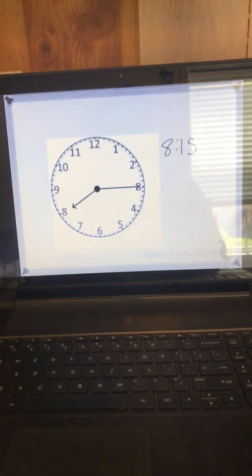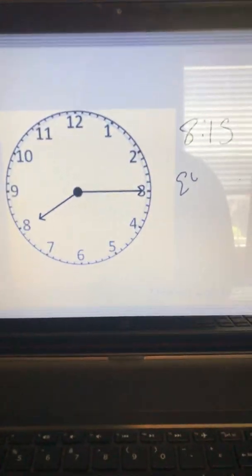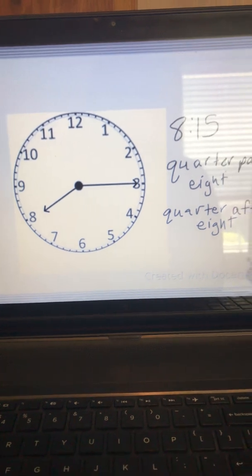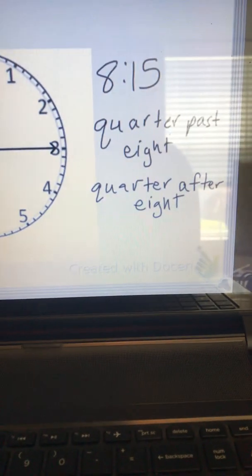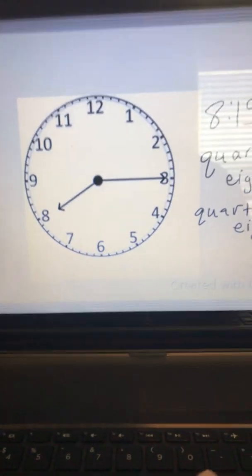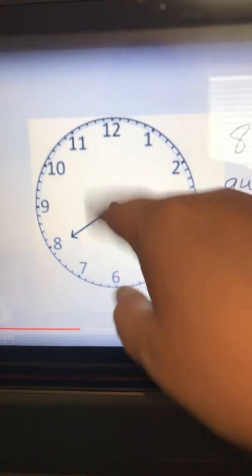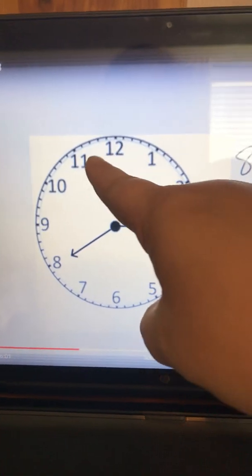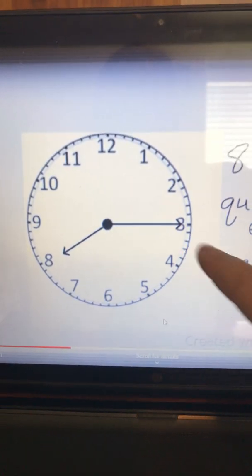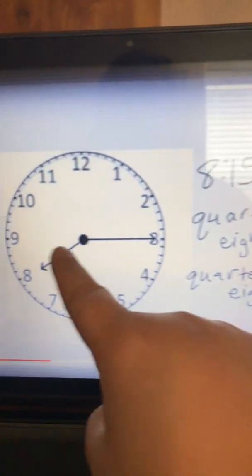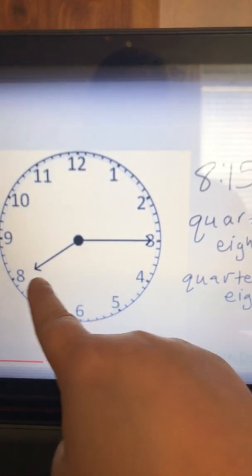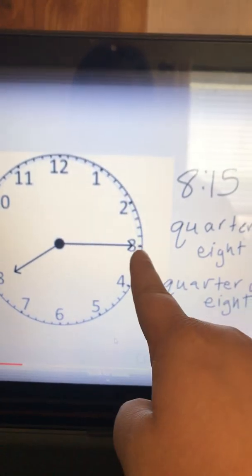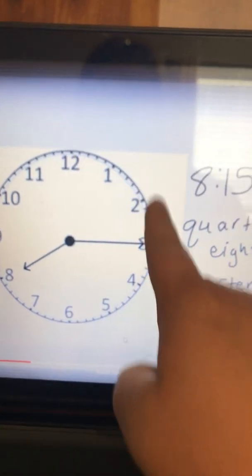Another way we read this is we would say it is a quarter past 8, or we would say that it is a quarter after 8. See, we say this because think of the way that she divided it at the beginning into 4 equal pieces. So we could say it's 8:15, but some people say quarter past 8 because it's a quarter of the way around and it's 8. Or quarter after 8, which means it's a quarter around and it's not 8 o'clock anymore, it's a quarter way around.